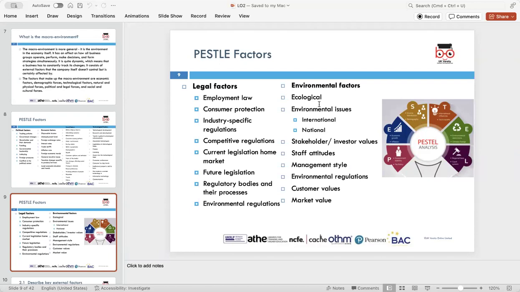So finally, environmental factors consider the impact of business activities on the environment. So, ecological factors related to the ecosystem, then environmental issues, international and national. You might have heard about global warming or this kind of stuff. So, global and local environmental concerns, then stakeholders, staff attitude, management style, environmental regulations, customer values and market values, the perceived worth of a product or service in the market.